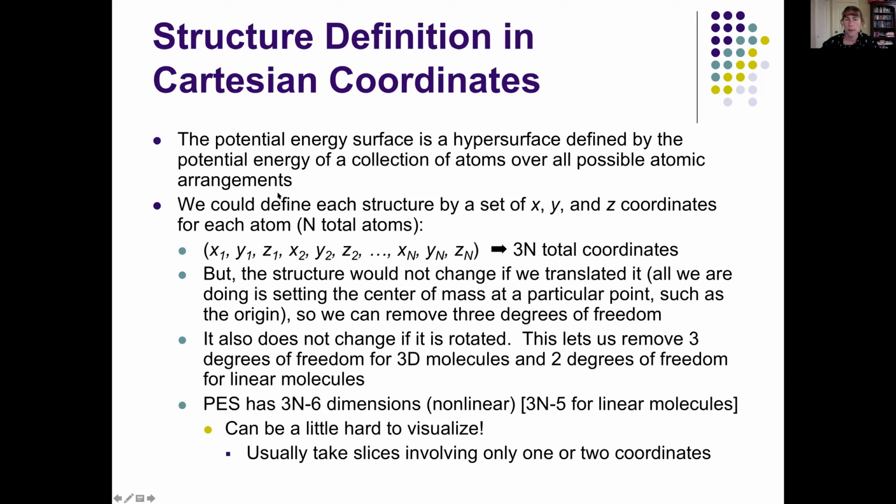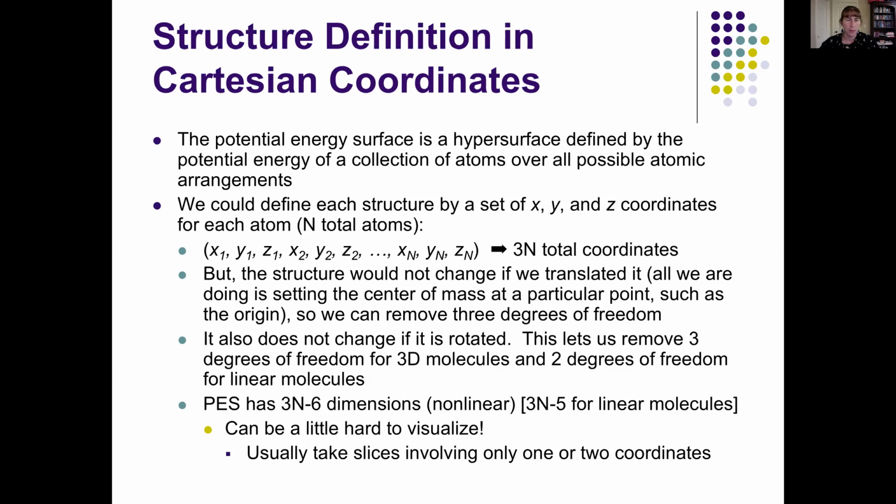And so we could define each structure by a set of x, y, and z coordinates for each atom, so using Cartesian coordinates. Since we have a total of n atoms, we'd have 3 coordinates for the first atom, 3 coordinates for the second atom, 3 coordinates all the way up to the nth atom. So it gives us 3n total coordinates. Now that's our total number of nuclear coordinates we could have.